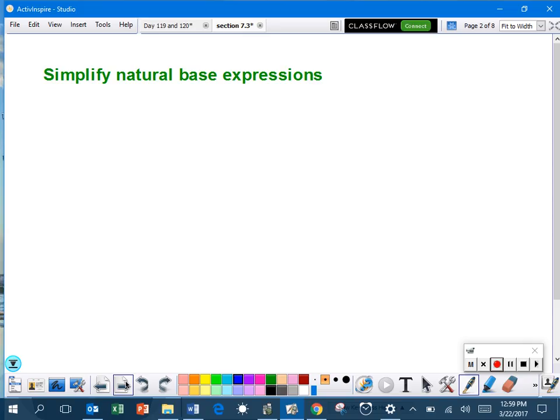So simplify natural base expressions. We're just going to run through some of the basics that you already know, but now we're going to be using the base e. For example, if we have e to the 9th times e to the 5th power, again, this is the base e.